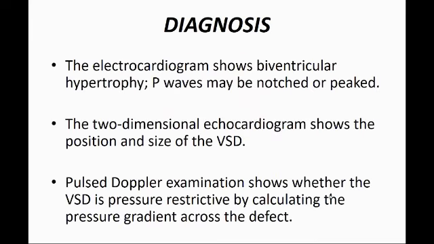Now, what does the ECG of a child having VSD show? The ECG shows biventricular hypertrophy. The P wave may be notched or peaked due to the enlargement of the atria. And then, as I have said, echocardiography is basically required in order to make the diagnosis, in order to locate the position and size of a ventricular septal defect. Pulsed Doppler examination shows whether the VSD is pressure restrictive by calculating the pressure gradient across the defect.